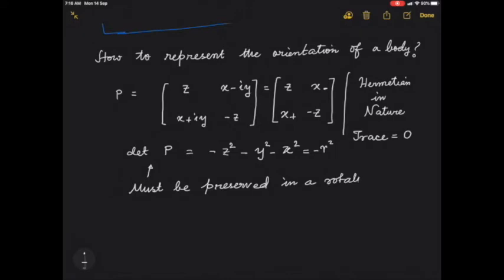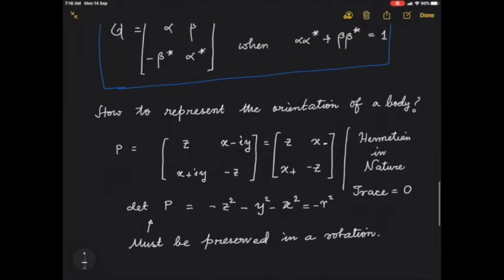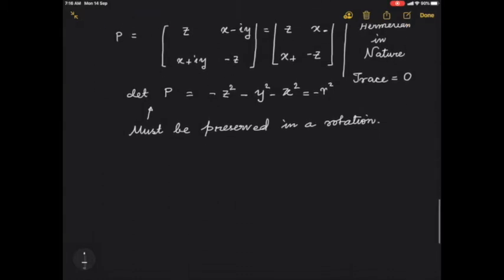In a rotation, right? So the transformation of P will happen by means of Q, and the transformation will be such that the determinant of the matrix has to be preserved. We are saying that because the determinant of the matrix is just minus r square, and we know that the length of a vector is preserved in any rotation, right?